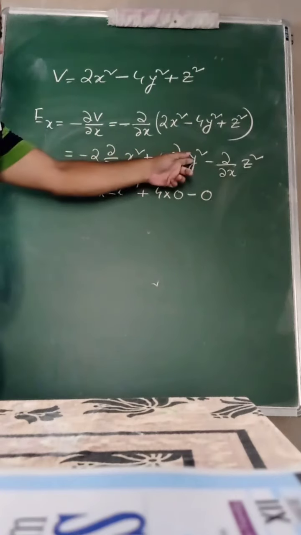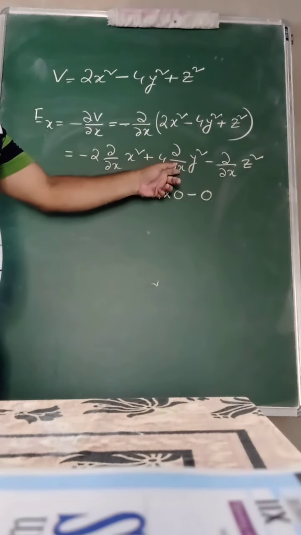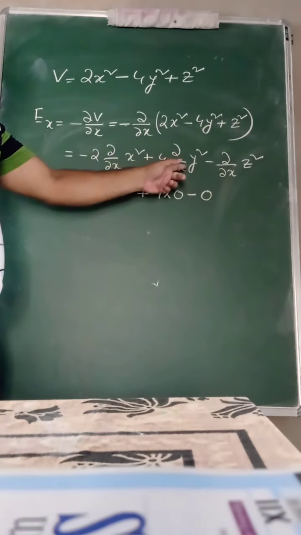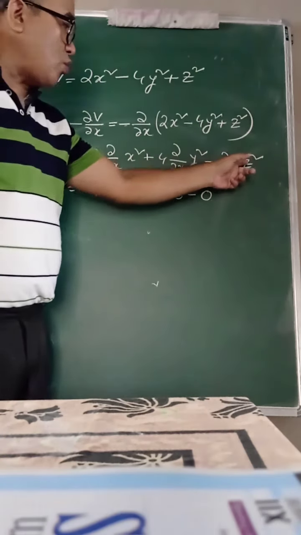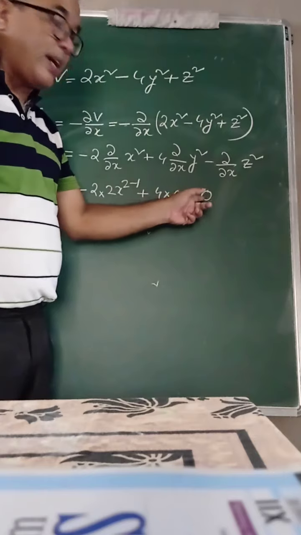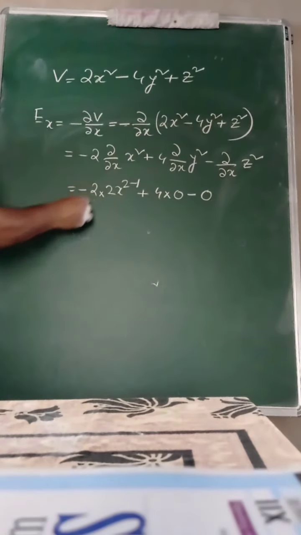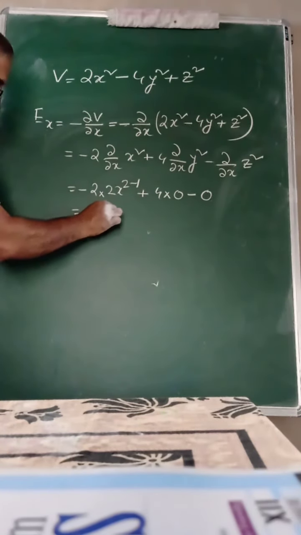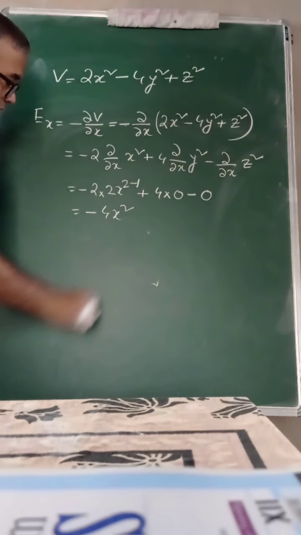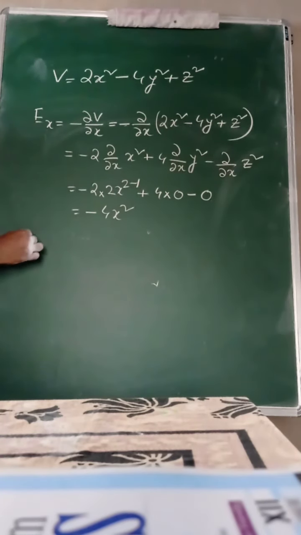Why? Because y cannot be differentiated with respect to x here. Y square cannot be differentiated, therefore it is 0. Z square cannot be differentiated with respect to x, so therefore it is 0. So if I do this, we will get minus 4x. What is the x coordinate of the point P?